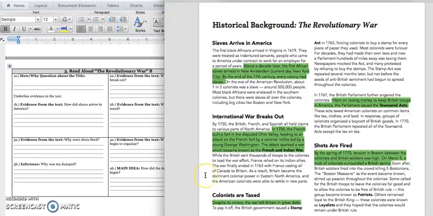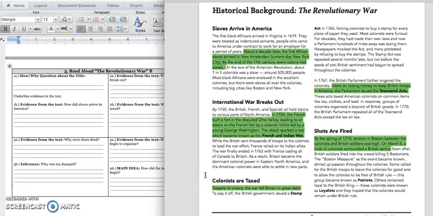We're at Colonists Are Taxed. Despite its victory, the war left Britain in great debt. To pay it off, the British government issued a Stamp Act in 1765, forcing colonists to buy a stamp for every piece of paper they used. Many colonists were furious. For decades, they had made their own laws, and now a parliament hundreds of miles away was taxing them? Newspapers mocked the act, and many protested by refusing to buy the stamps.